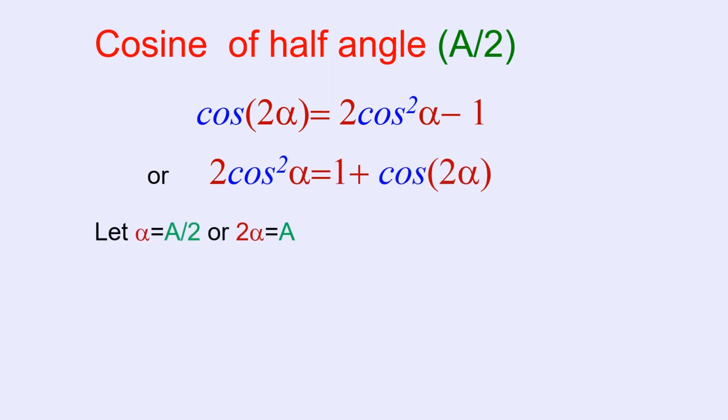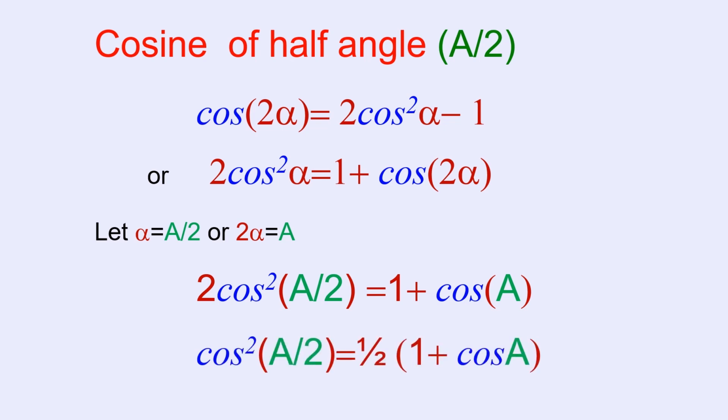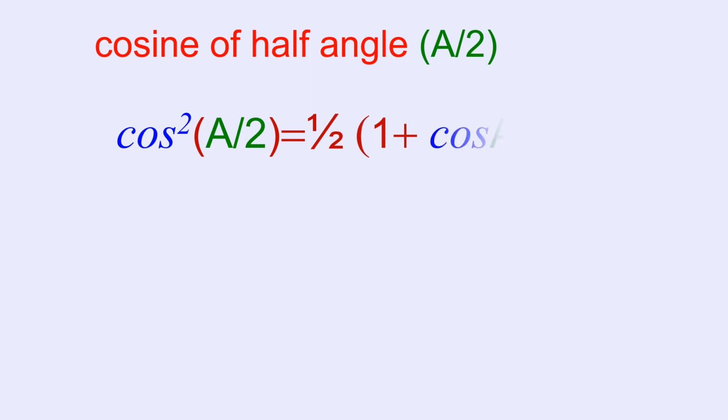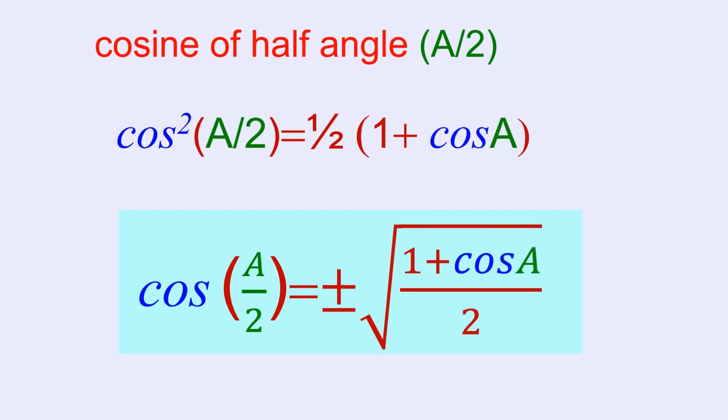We let and substitute alpha equals A by 2, so 2 times alpha equals A. We solve it further. Solving some steps we finally get cosine of A by 2 equals plus minus square root of 1 plus cos A, whole divided by 2.